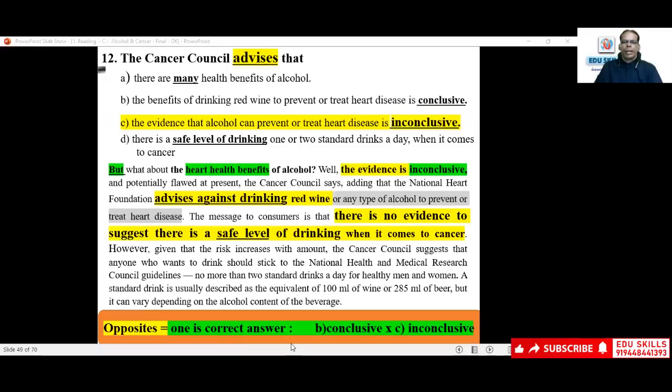B and C are opposites, so one is the correct answer. B is conclusive. C is inconclusive. C says inconclusive, B says conclusive. So B can never be correct because the very topic sentence says inconclusive.